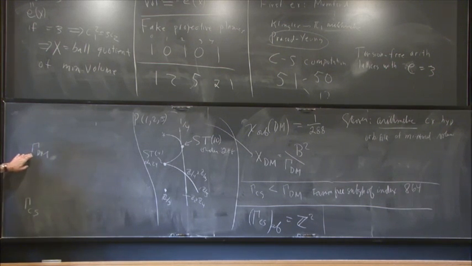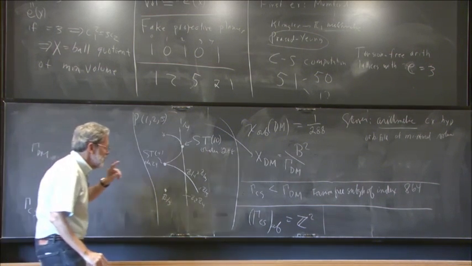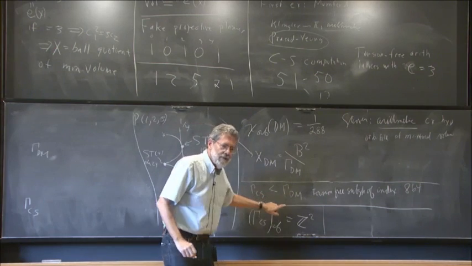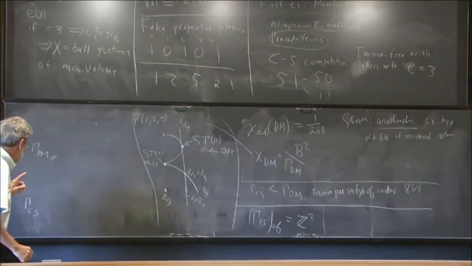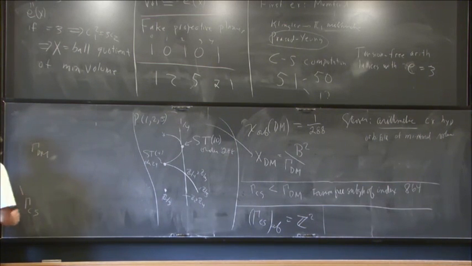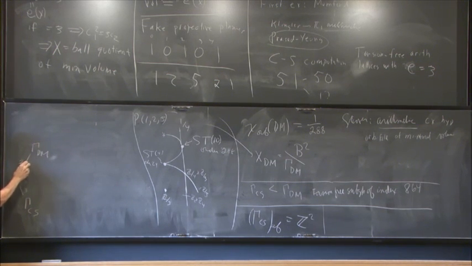So this here is index 864. So the first thing, is this normal in here? Well, it's very far from normal. In fact, it's of index 3 in its normalizer. So the index 3 here is the normalizer. Let me call it NCS, the normalizer. And this is index 288. So it's very far from normal.